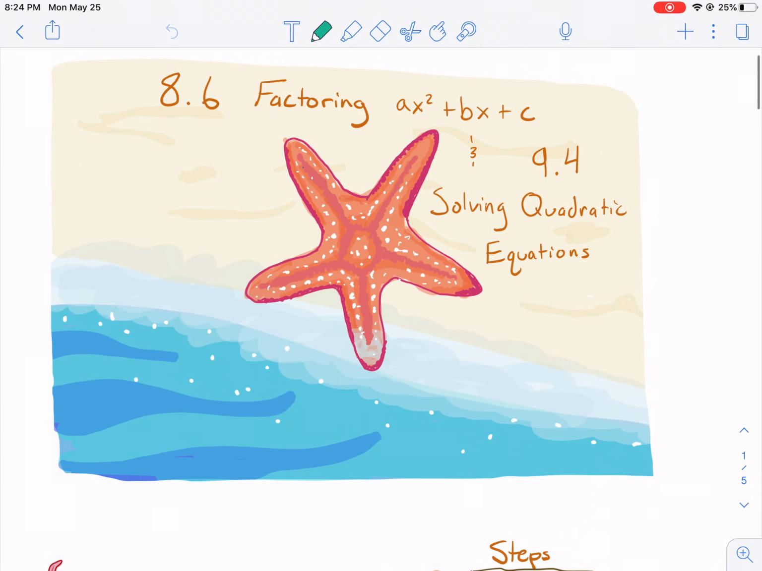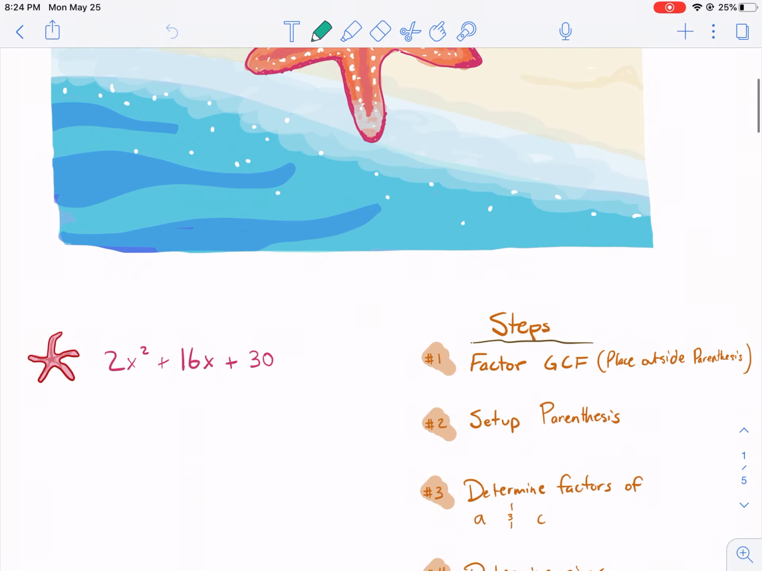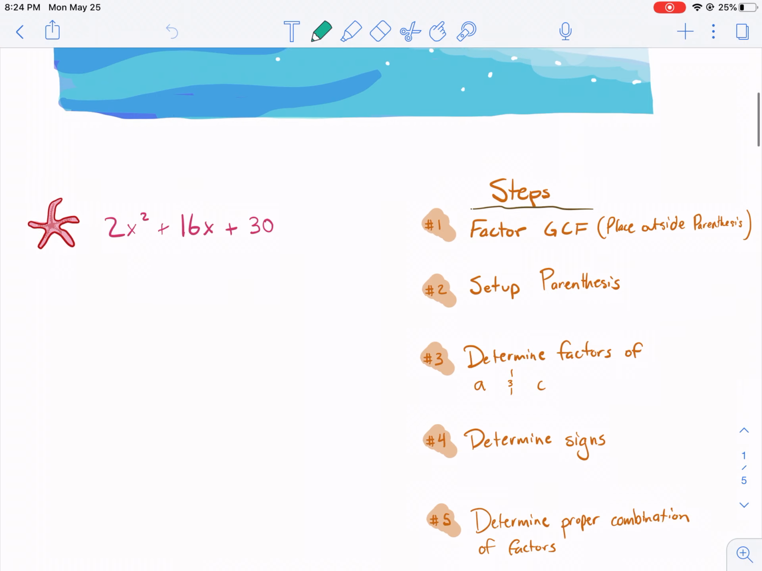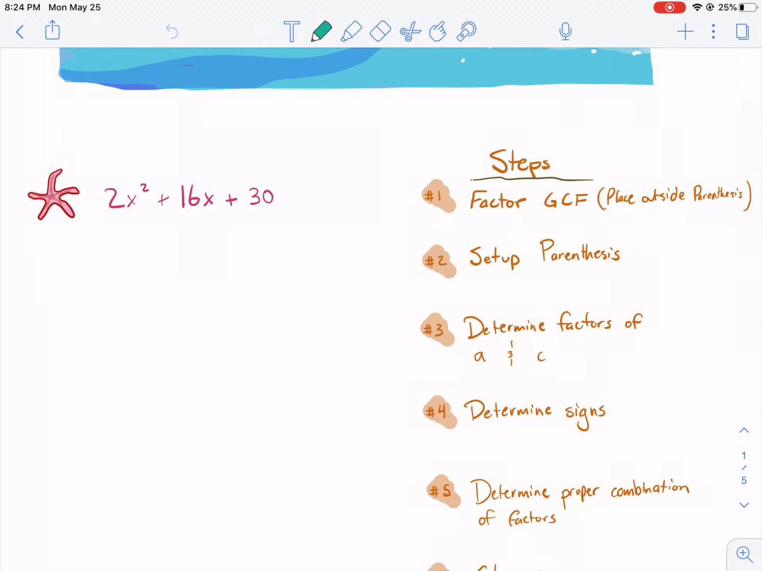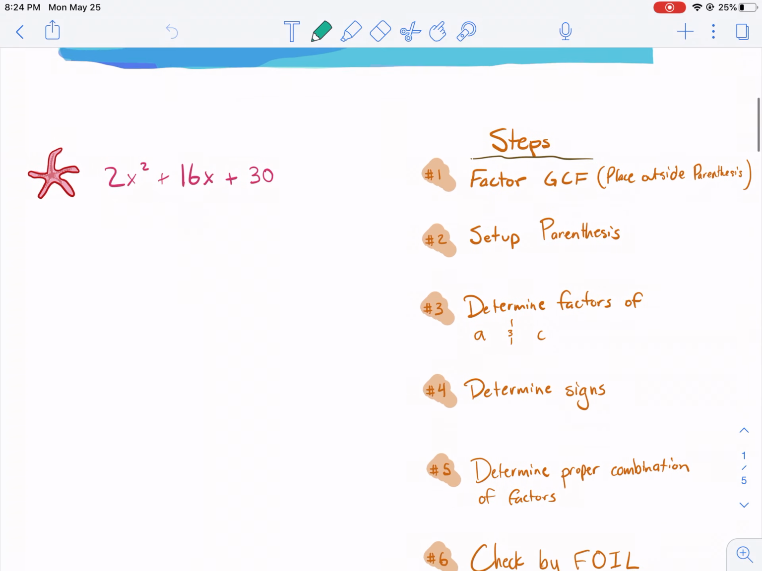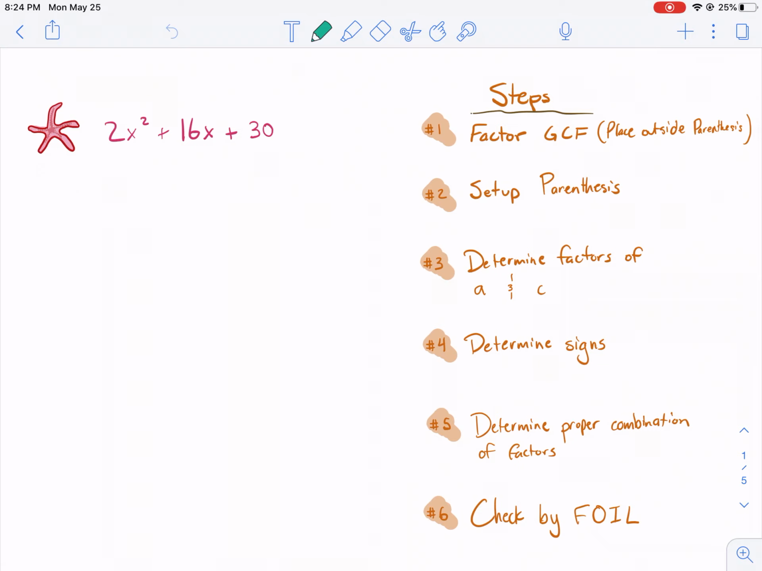Today we're talking about section 8.6 notes, factoring ax squared plus bx plus c. These are a little bit more difficult than our normal factoring because there's a coefficient in front of the x squared term. I already have the steps out here. Feel free to pause at any time, but we're going to go ahead and get started with some examples.